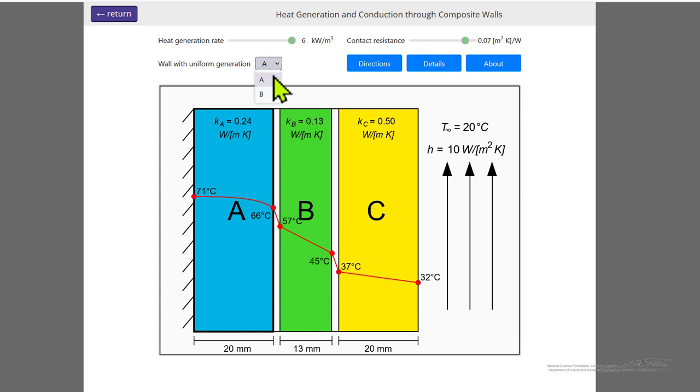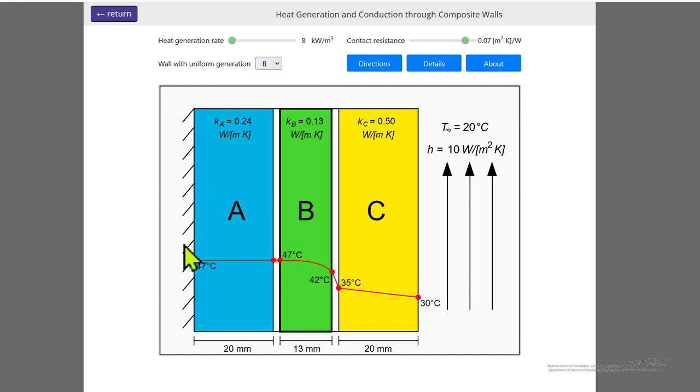If I switch to B, well, because this is insulated, there's no heat flow to the left. Heat generated in B is all leaving to the right. And so this is no longer linear in B, but linear in C. And so we increase the rate of heat generation. And we can now try to understand for a steady state system how heat is transferred out of the system to the right. And the equations, of course, explain the details of how we get these numbers.